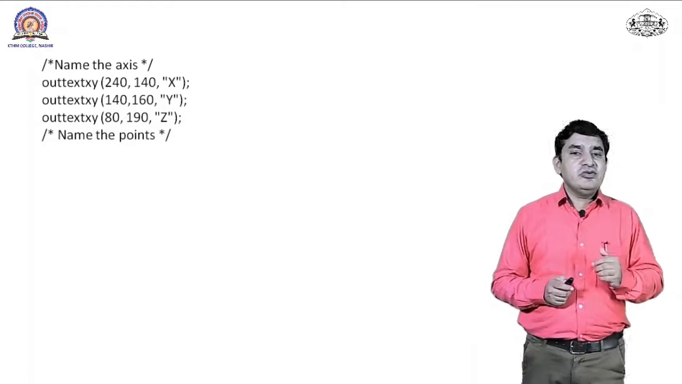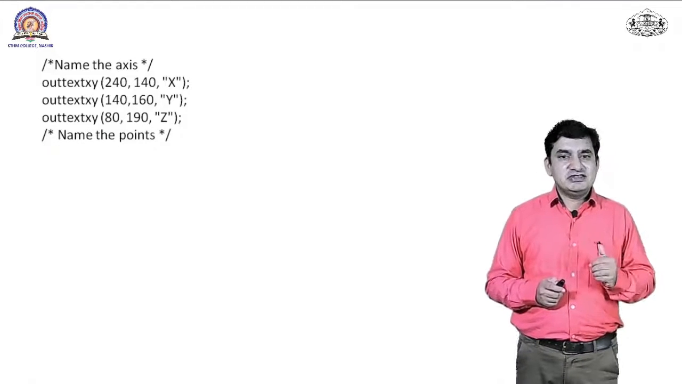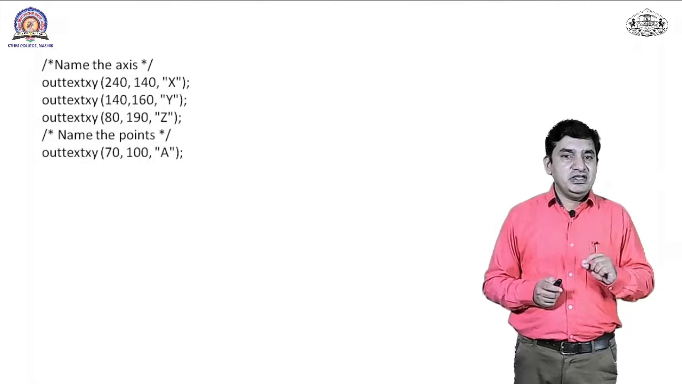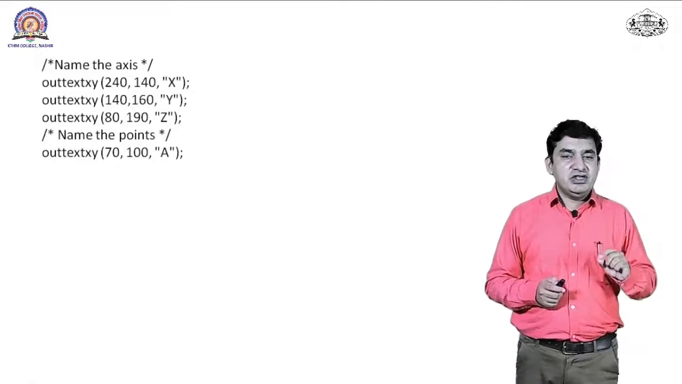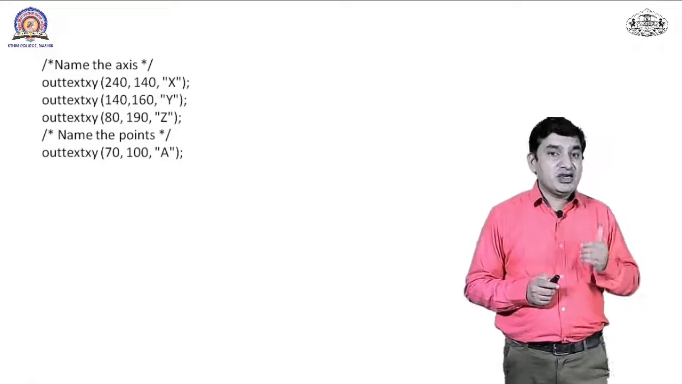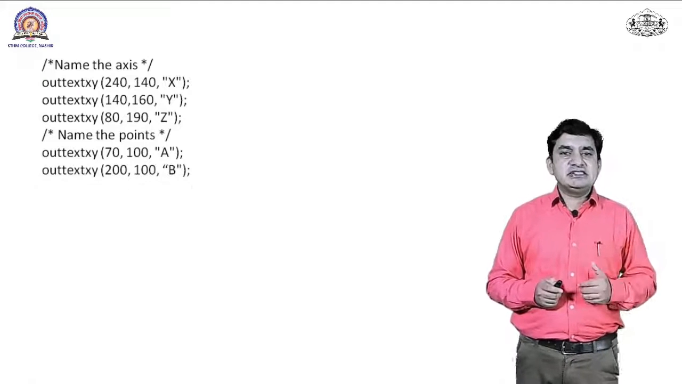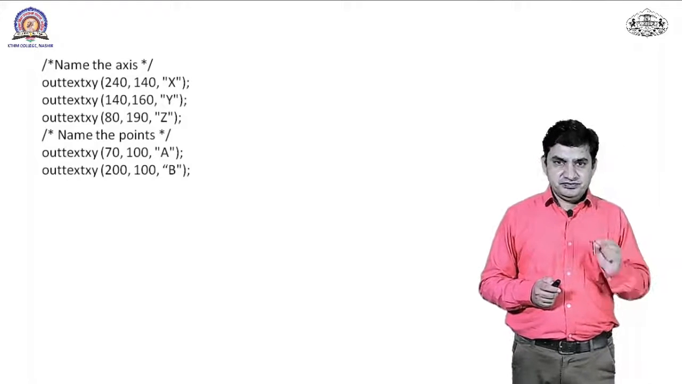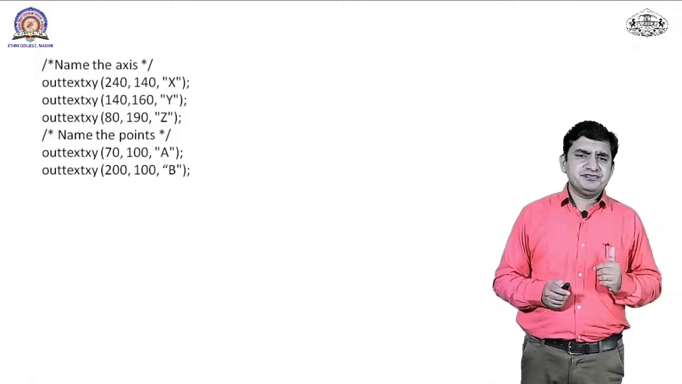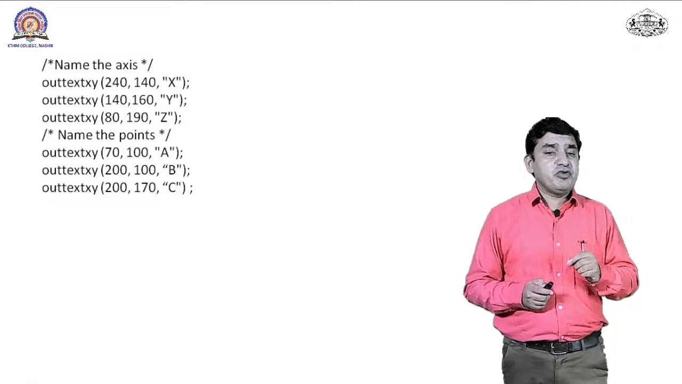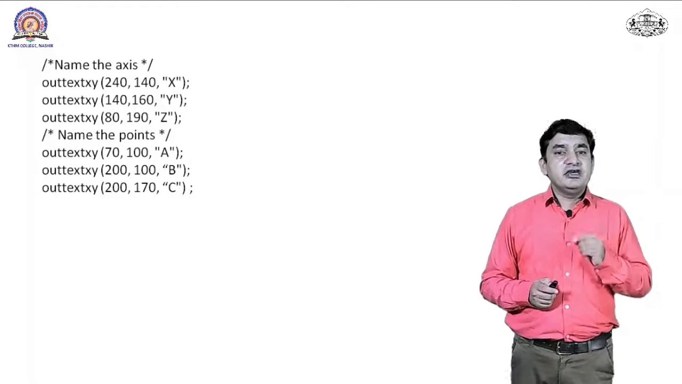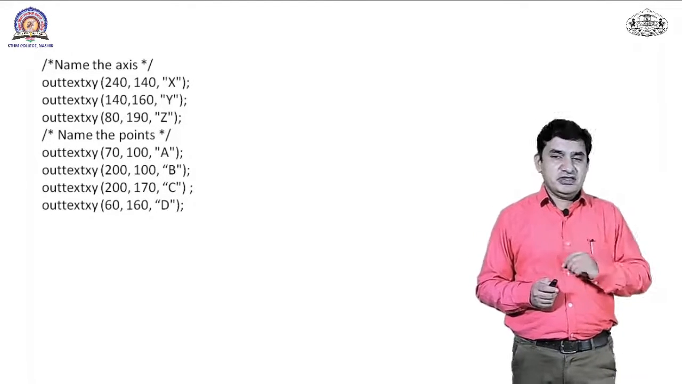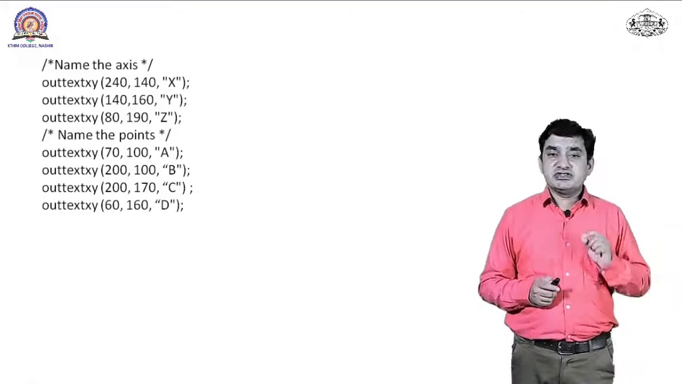Okay. Now, name the points. First is A. A is displayed at the point having coordinate 70, 100 by using outtextxy. B is displayed at the point having coordinate 200, 100 by using outtextxy. C is displayed at the point having coordinate 200, 170. Okay. D is displayed at a point having coordinate 160, 60.